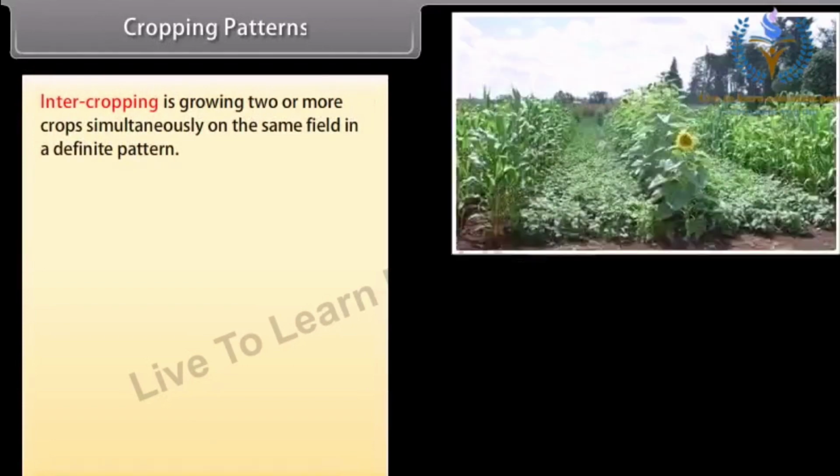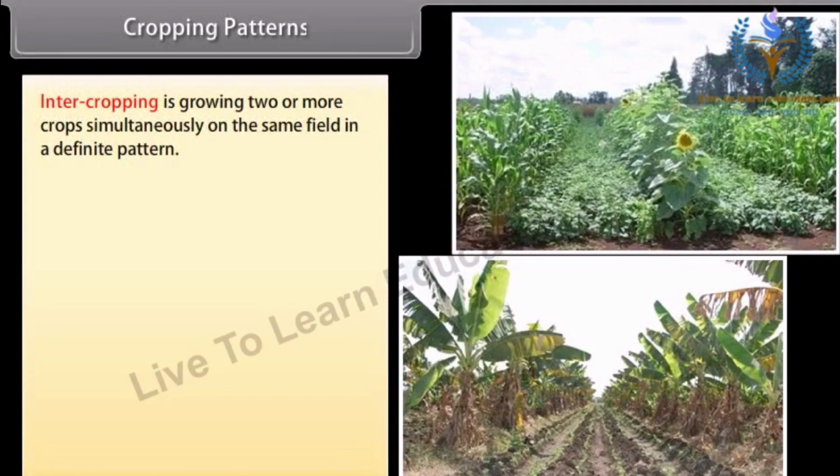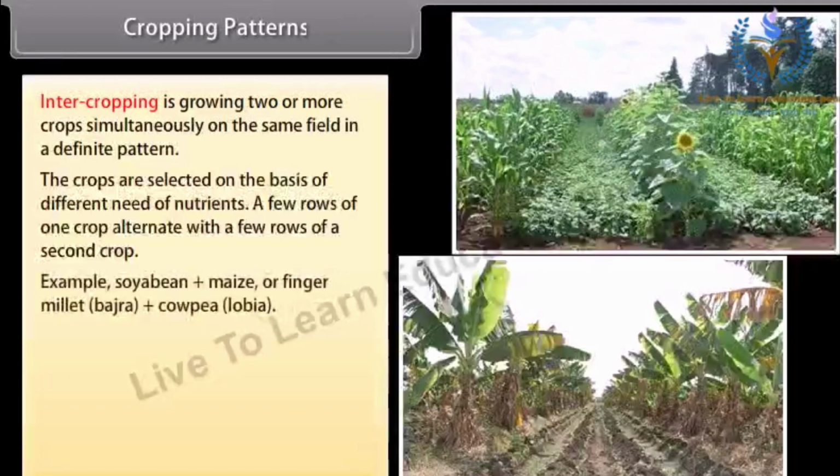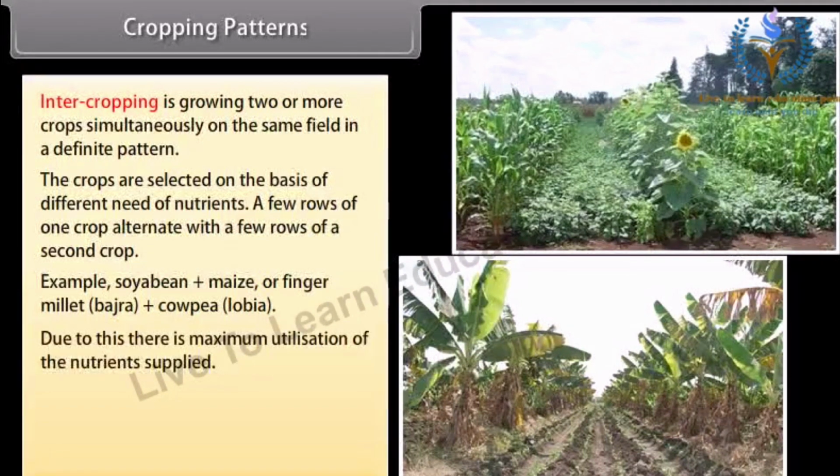Intercropping is growing 2 or more crops simultaneously on the same field in a definite pattern. The crops are selected on the basis of different need of nutrients. A few rows of one crop alternate with a few rows of a second crop. Example, soybean plus maize, or finger millet bajra plus cowpea lobia. Due to this, there is maximum utilization of the nutrients supplied.